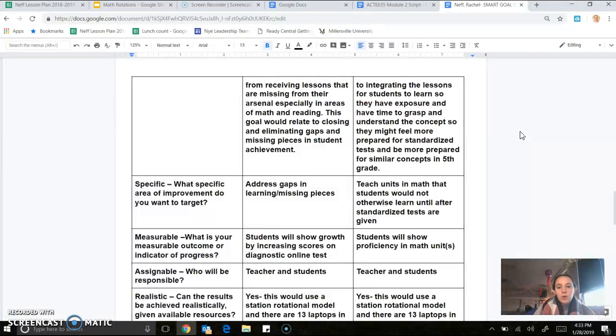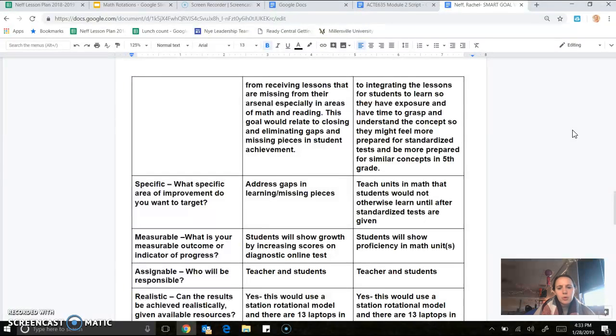So I'm going to start with my core opportunity first. I'm going to be sticking to this middle column here. My specific aspect of my core goal would be to address gaps in learning and find the missing pieces. This would be measurable because students will show growth, independent growth, by increasing their scores on diagnostic online tests.